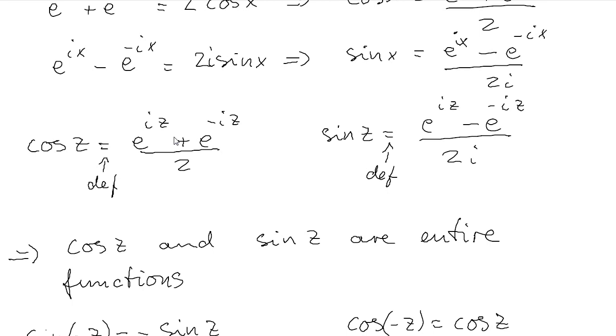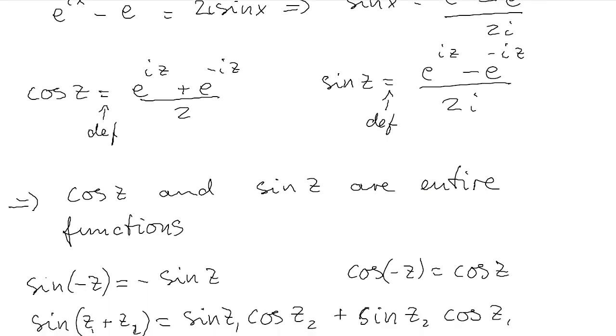It's easy to see that both cosine and sine are entire functions. That is, that they are differentiable or analytic, if we want, in all points in the complex plane. And this is due to the fact that both these two functions are differentiable.